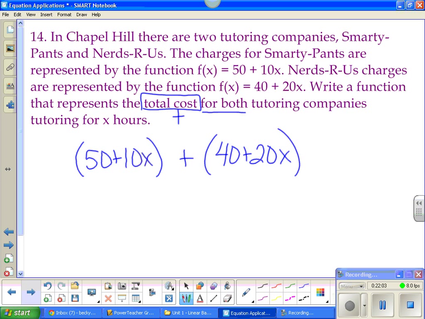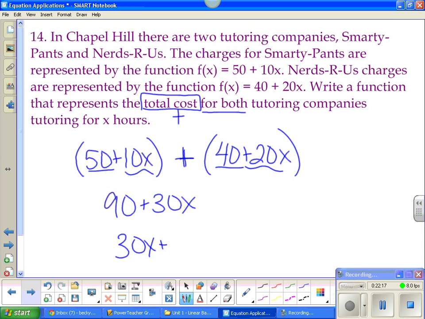Now, if you'll remember back to the first day of school, we did this with a plus sign in the middle. So you just add your like terms. So I've got the 50 and the 40. That's a 90. And the 10x and the 20x, that's a 30x. If you wanted to rewrite it and put the 30x in the front, it is no different. It's totally fine if you want to write it that way. So that represents the total cost. If you want to go T for total cost, that would be fine, but you don't have to.